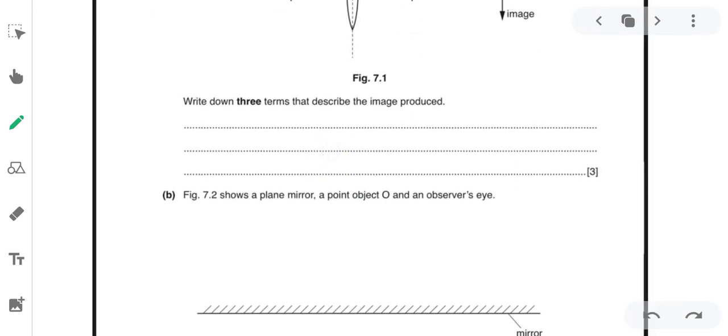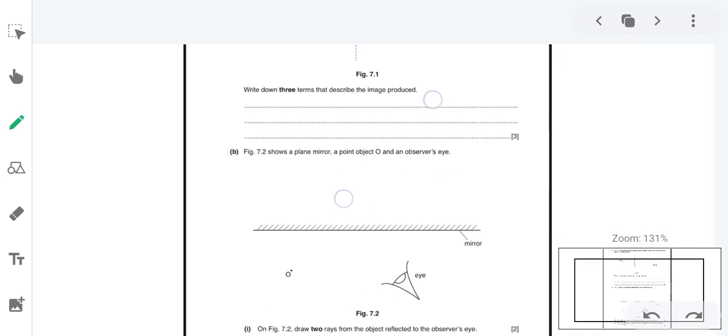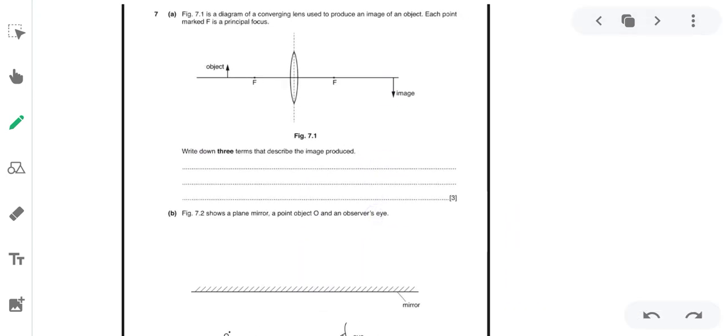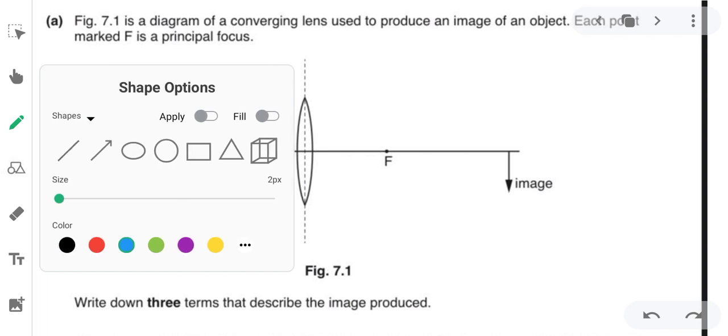Then he says the figure shows a plane mirror, a point object O and the observer's eye. I think I've done this in the previous video. And then here, friends, sometimes they ask you a question to draw lines in order to show how the image has formed. It is very much easier and interesting.